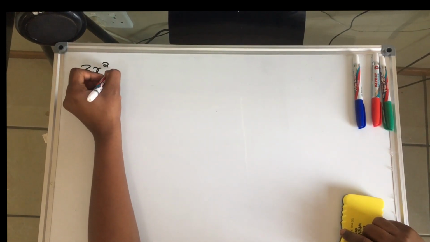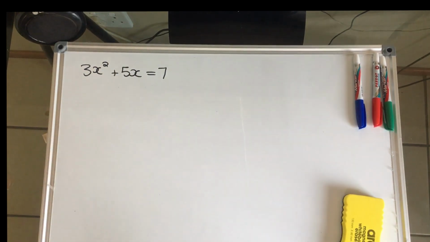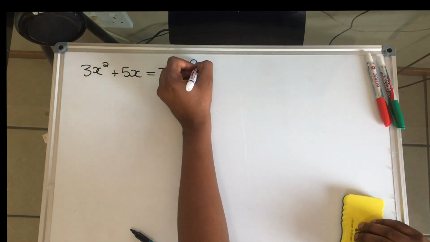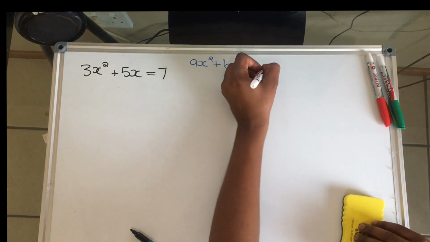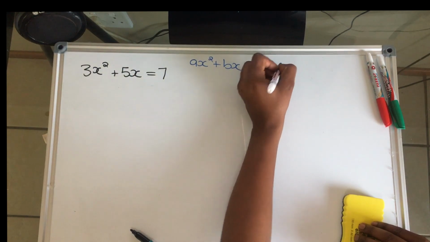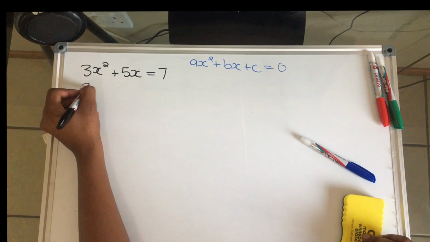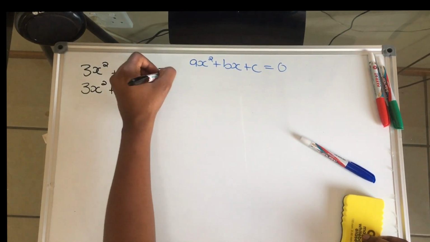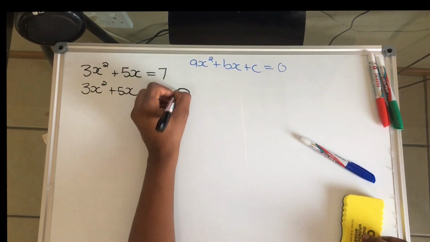3x squared plus 5x is equal to 7. So before I solve this problem, essentially we need to be in standard form. Remember, the standard form is ax squared plus bx plus c, and then the whole thing is equal to 0. So 3x squared plus 5x, and then I move the 7 to the other side, and then you have minus 7. All this is equal to 0.